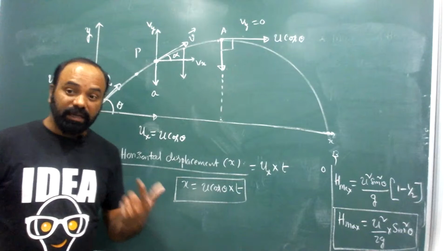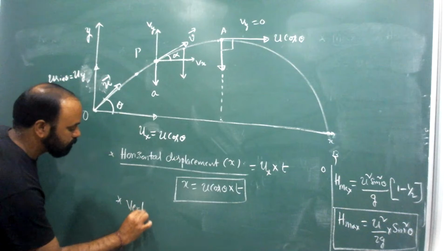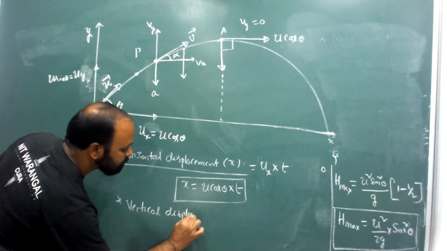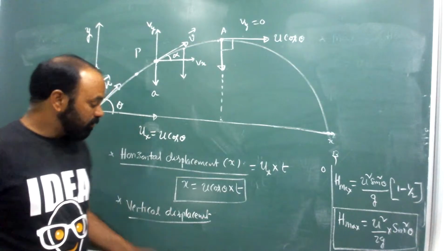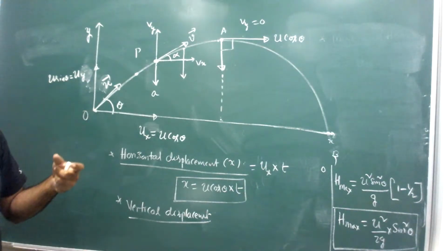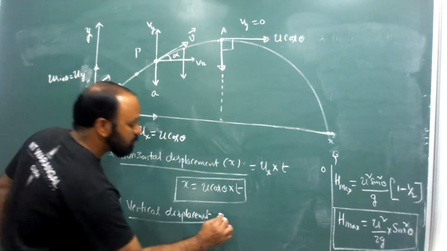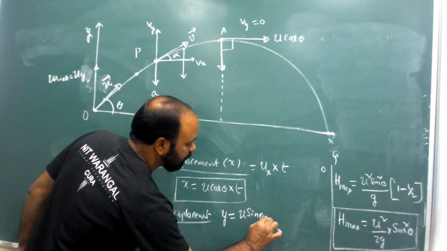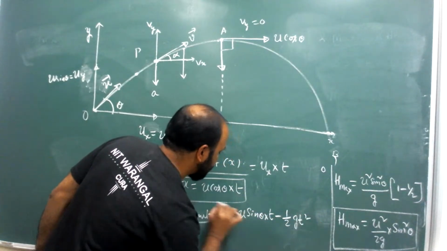Similarly, if they ask vertical displacement, vertical displacement means along the y-axis, so y we have to take. This we can write by using the second equation of motion: s is equal to ut plus half at square. So we can write y equals u sin theta into t minus half g into t square.